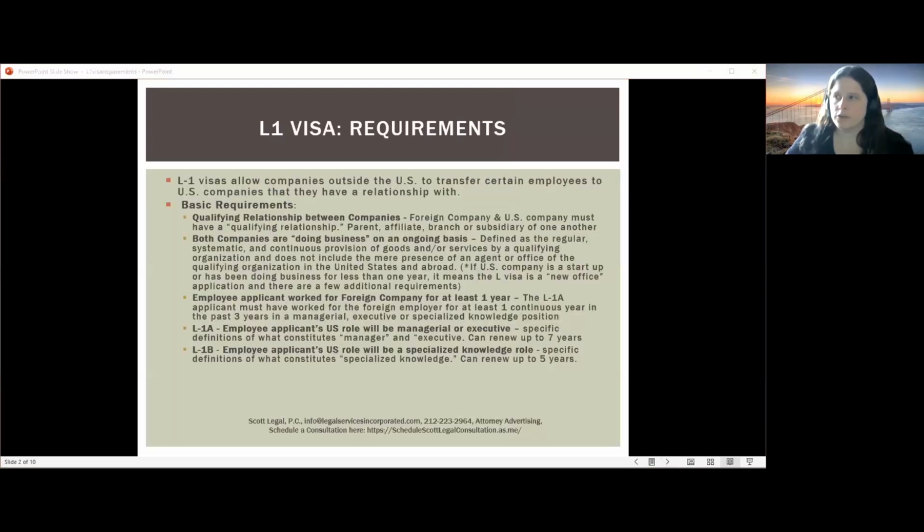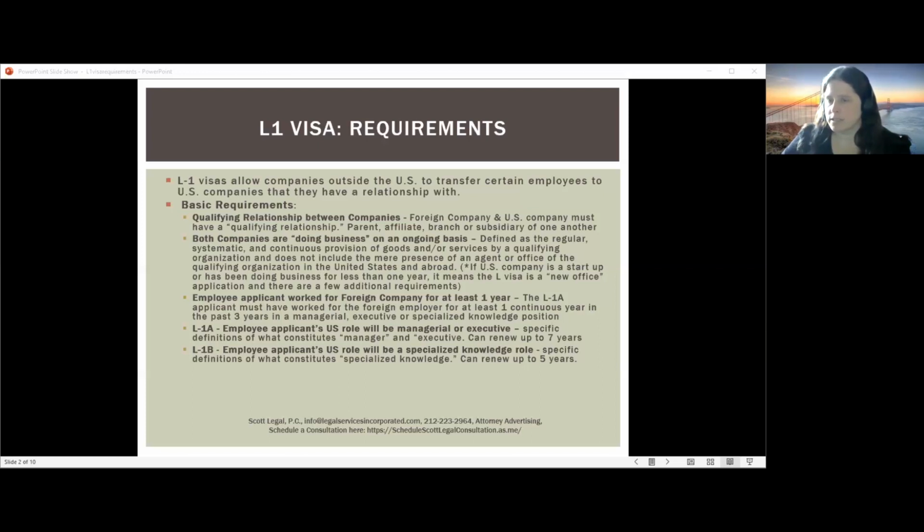So let's look first at the L-1 requirements. The L-1 visa allows companies outside the US to transfer employees to US companies that they have a qualifying relationship with. So let's just walk through those basic requirements.